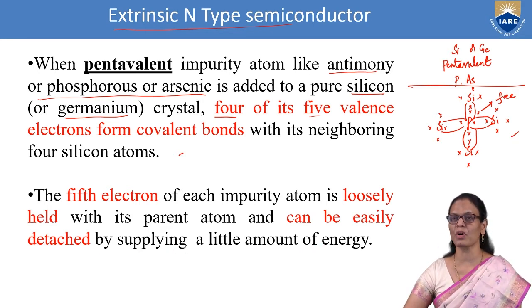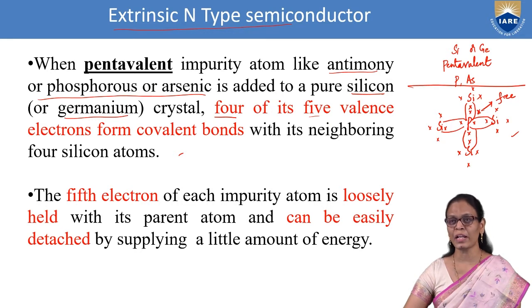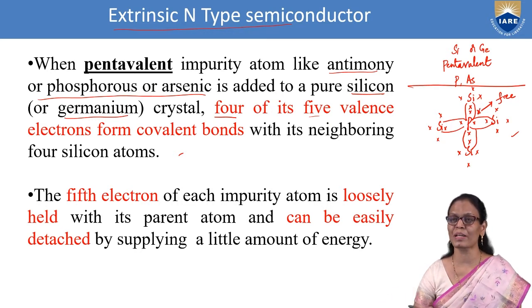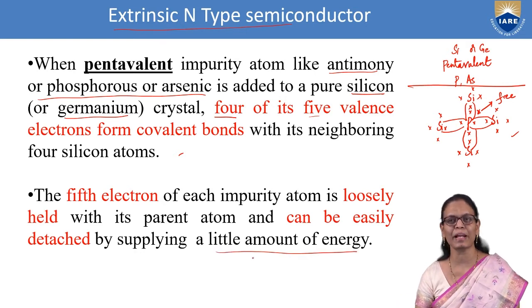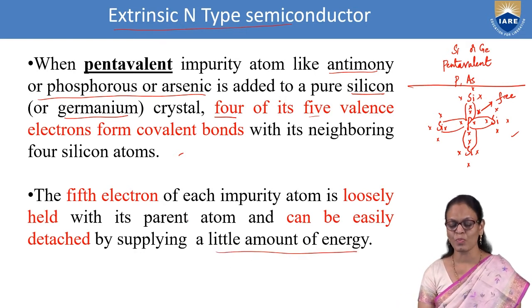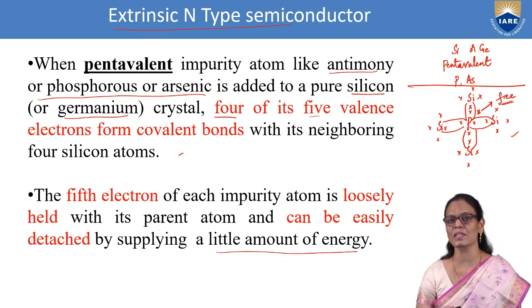Now this electron which is not bonded is free, or if it has to be removed from the metal, if you supply a little amount of energy, it can be made free. That is what we are trying to understand. What happens after bonding is, with each phosphorus atom we are adding, we are getting 1 free electron. So when we add a number of atoms, it gives rise to more and more electrons.